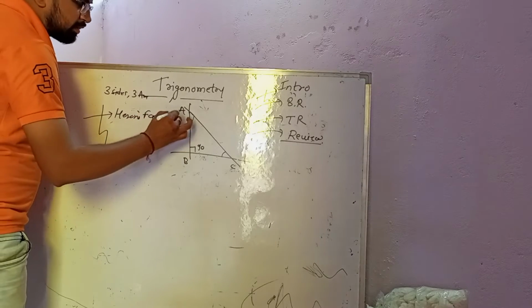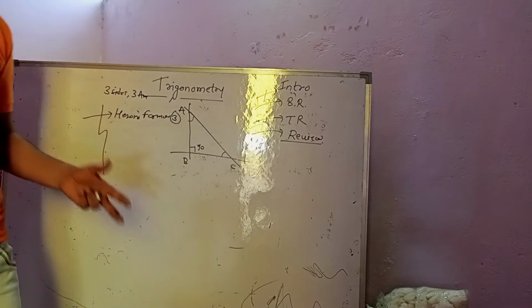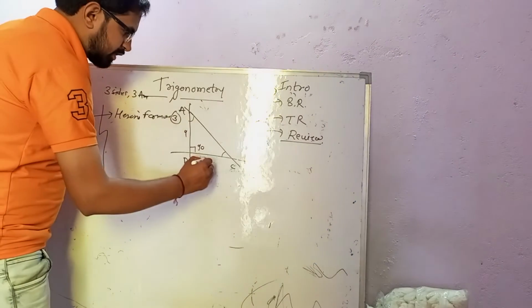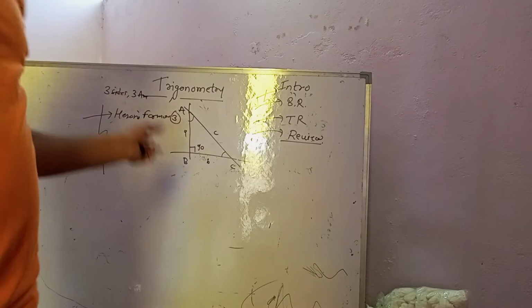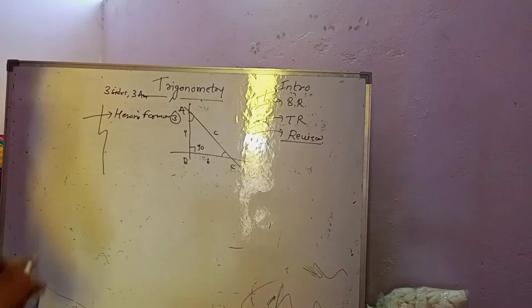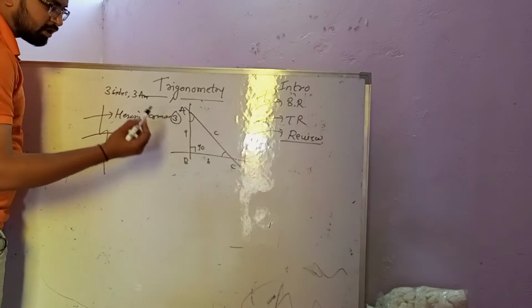If you know the measure of all the three sides, let's name them small a, small b, and small c, then you can use Heron's formula to calculate its area.